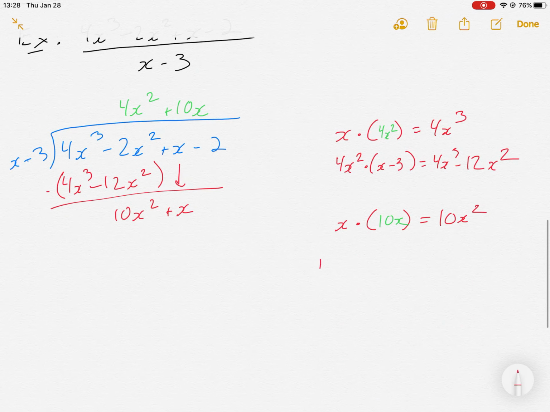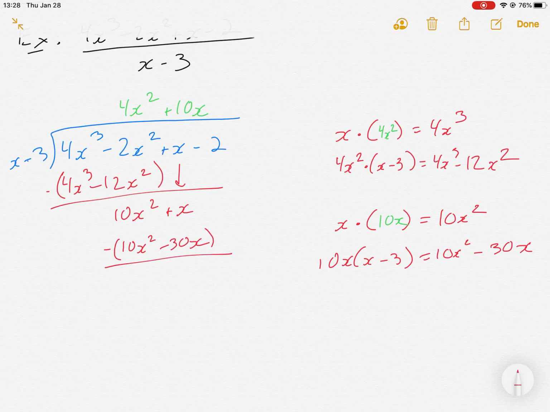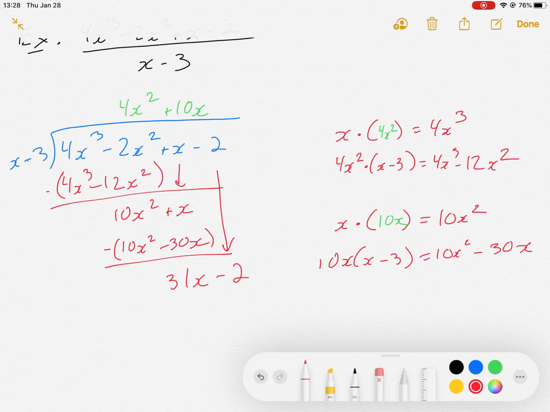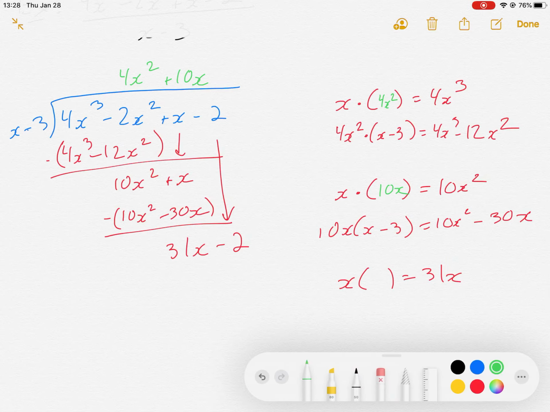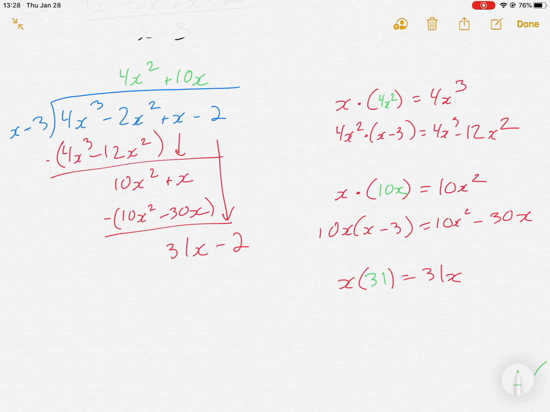Next up, we're going to multiply the 10x by x minus 3, and so I end up with 10x squared minus 30x. Go ahead and slot that underneath here. First part's going to cancel out, so I'm left with 31x, and then I bring down the minus 2. Now we're into the final stage. We need to find what times x will give me 31x, and that would be 31, because 31 times x is 31 times x.